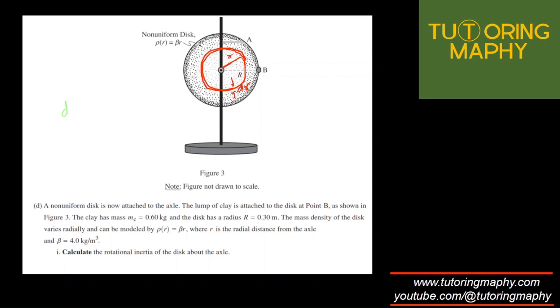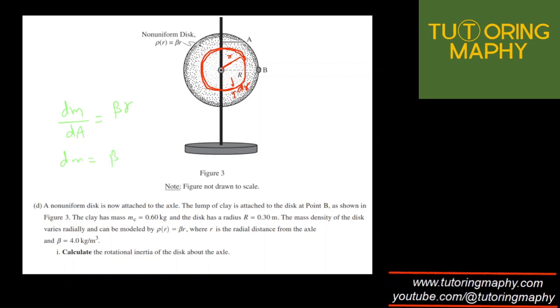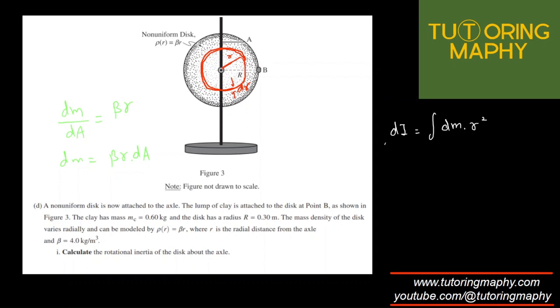So we know that dm over dA is given by beta times r. So dm will be equal to beta r times dA. So dA is what we are interested in. But anyway, let's write the moment of inertia formula first. The moment of inertia is the integration of elemental mass dm times r square. dm is beta r dA, times r square.